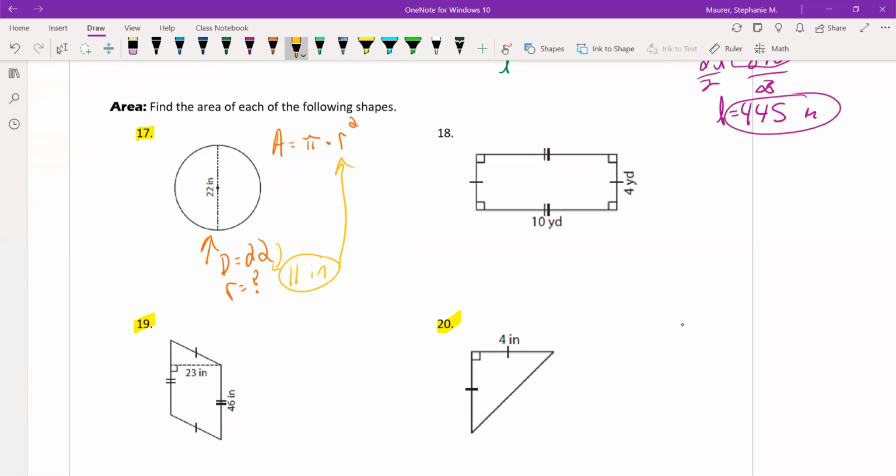Watch for that. They will switch up, or not units, but they'll switch up measurements for you. So they might give you diameter, but you need radius. Be prepared to make that transition.